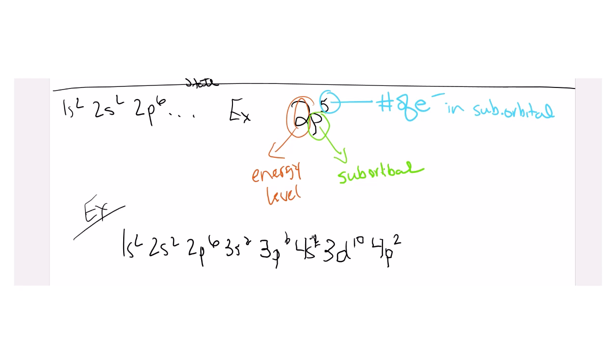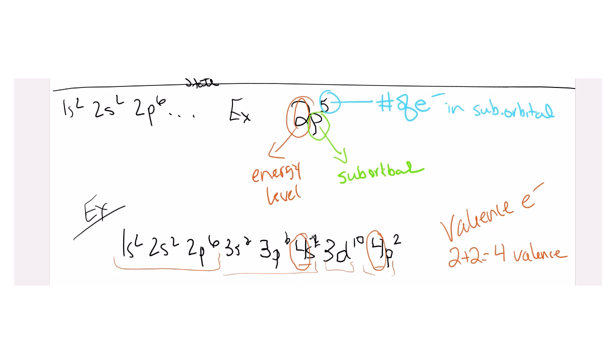Okay, so here's a random example, 1s2, 2s2, all the way up to 4p2. Okay, where are the valence electrons in here? We go for the highest number in front, or the highest energy level. Remember that? And if there are two of the same, what do we do to the electrons? We add them. So 2 plus 2 is 4. So there's 4 valence electrons in this element. What element is this? Remember I said go 10, 20, 32. Which element is 32?